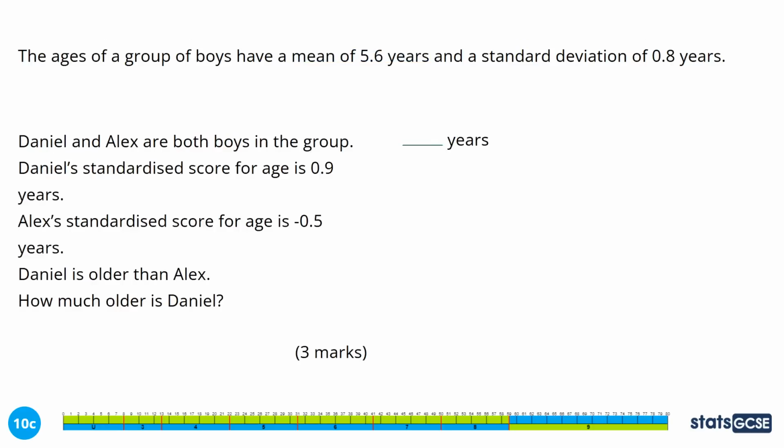Daniel and Alex are both boys in the group. Daniel's standardised score for age is 0.9 years. Alex's standardised score for age is minus 0.5 years. Daniel is older than Alex. How much older is Daniel?